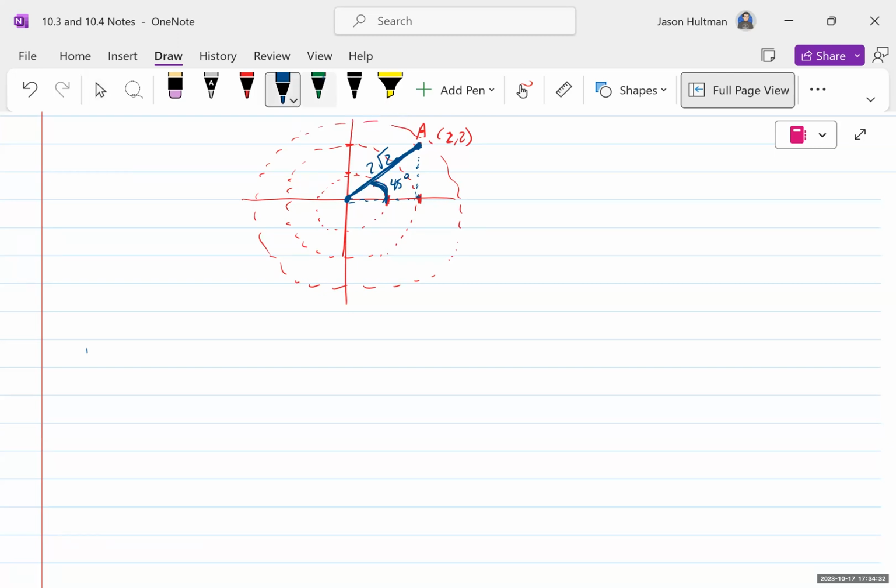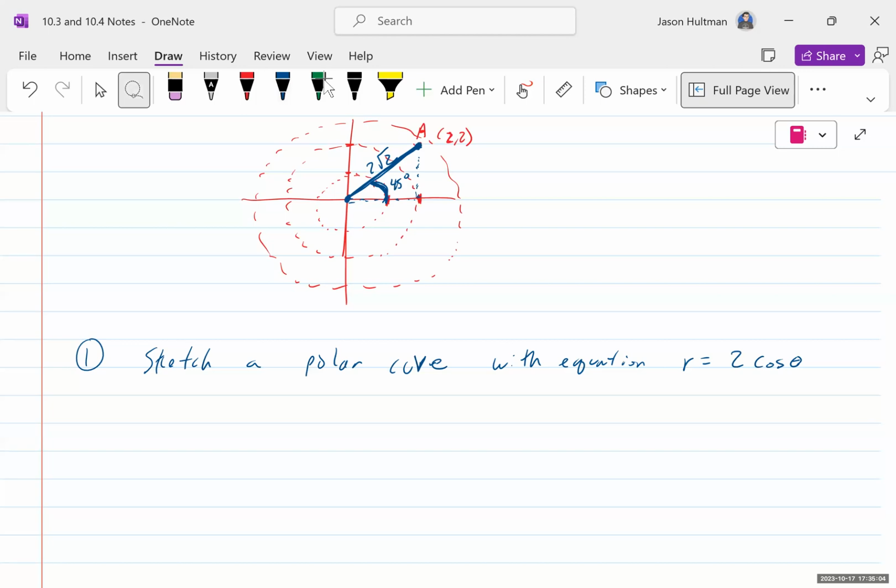Let's look at number one here. Let's sketch a polar curve with equation r equals 2 cosine theta. So this is a polar curve with equation r equals 2 cosine theta.